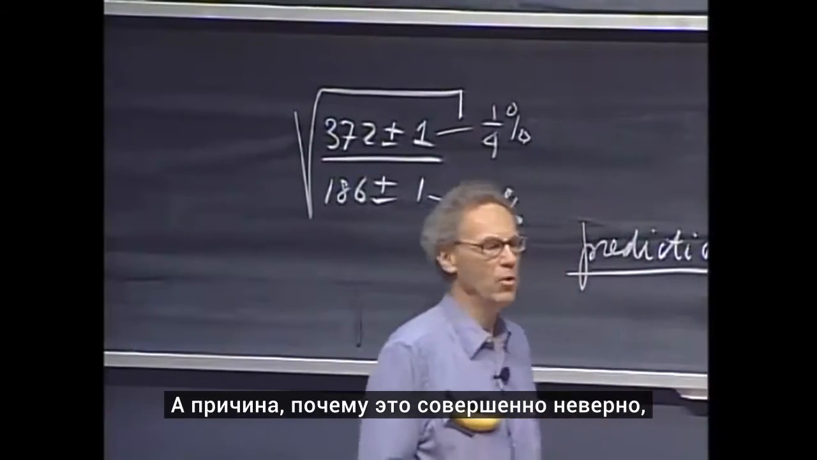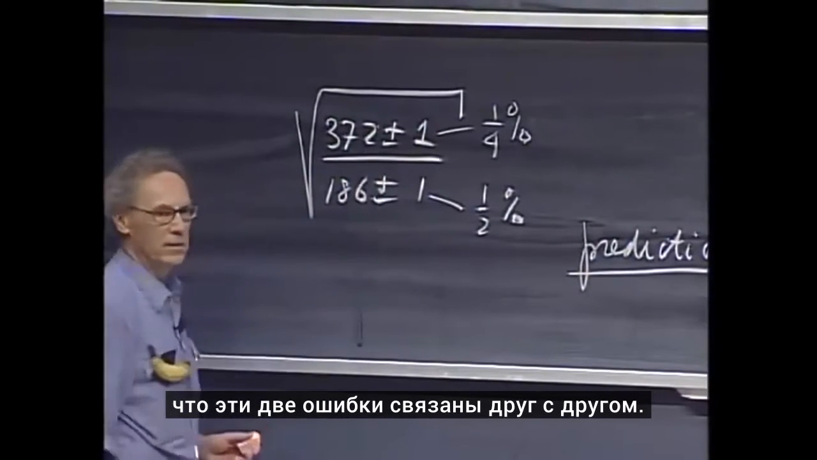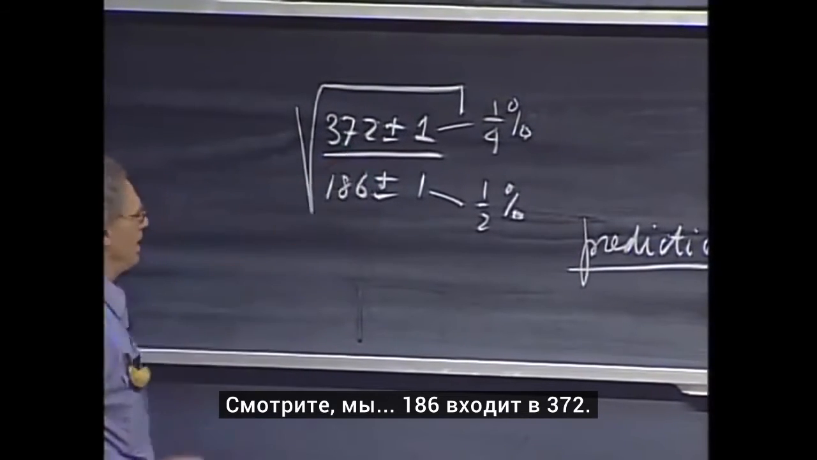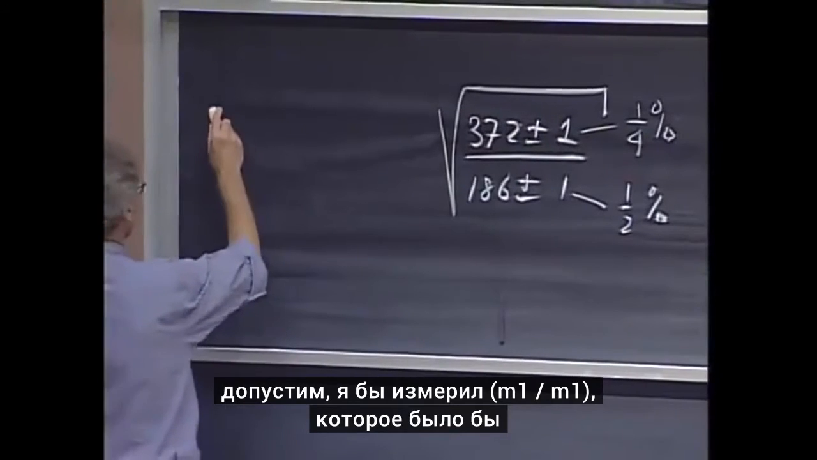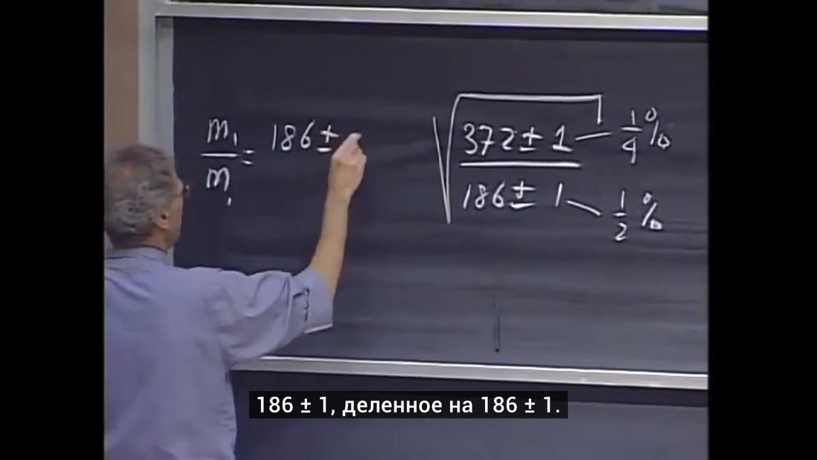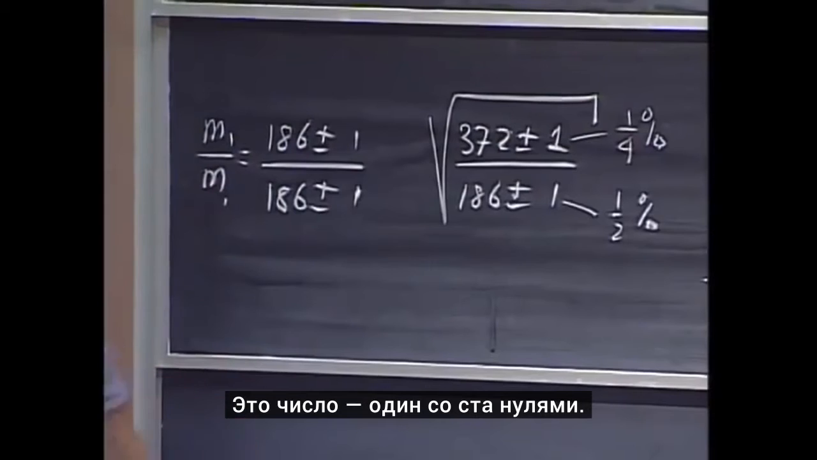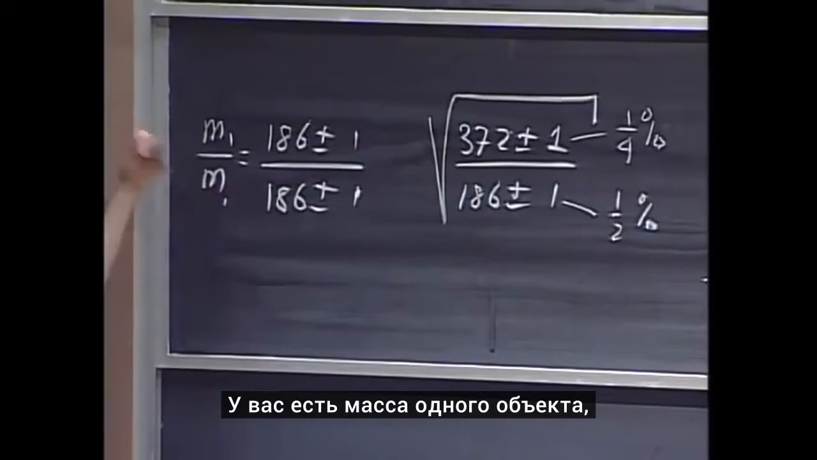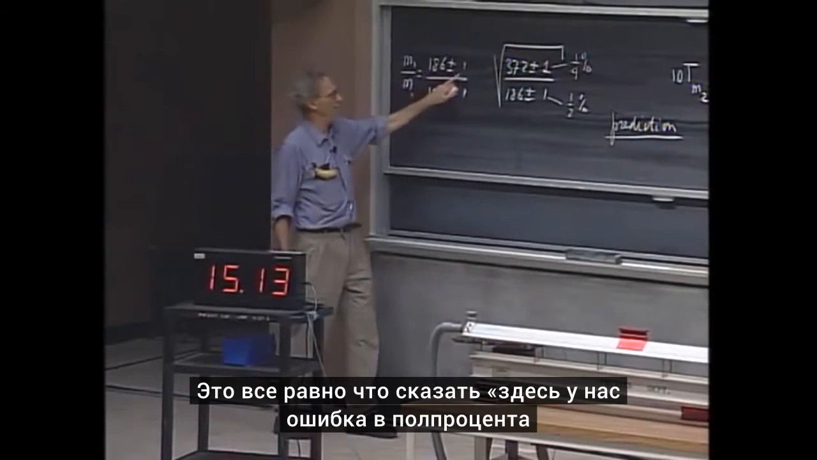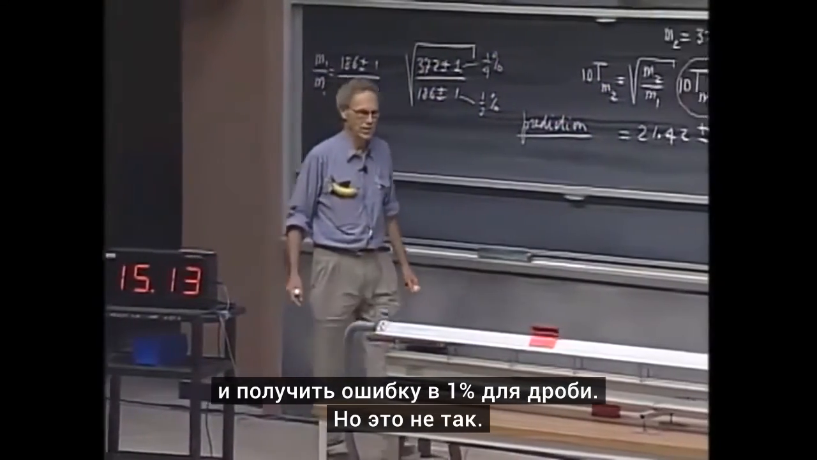And the reason why that is completely wrong has to do with the fact that these two errors are coupled to each other. See, the 186 is included in the 372. The best way I can show you this: suppose I measured M1 divided by M1, which would be 186 plus or minus 1 divided by 186 plus or minus 1. That number is 1 with 100 zeros. This number is 1. You have the mass of one object, you divide it by the same object. Whereas if you would say, this is a 0.5% error, and this is a 0.5% error, you would say the ratio has an error of 1%, and that's not the case.